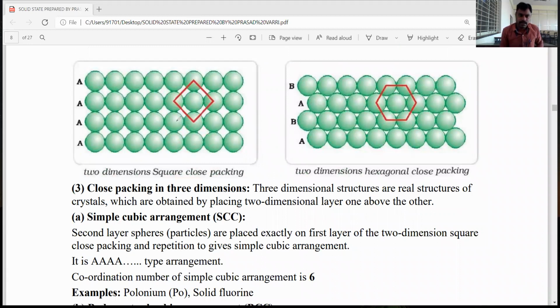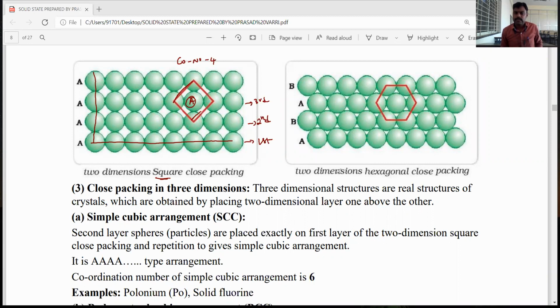See, this is the first layer, the second layer, and again the third layer. All these layers are exactly aligned, both horizontally and vertically. They are aligned in the same position. Alignment means the same arrangement. That's why this type of arrangement is called square close packing. For example, this is one A atom; imagine that it is surrounded by 4 atoms only. That's why its coordination number is 4.